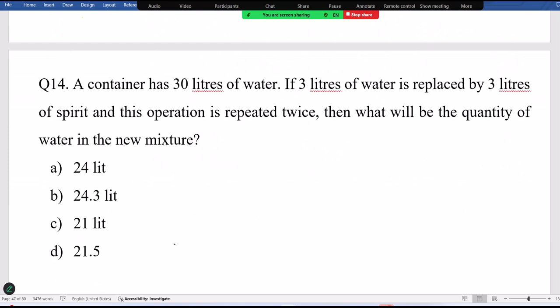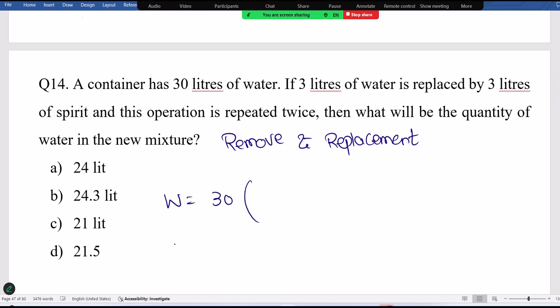And I believe you people know the remove and replacement concept. So water is initially 30 liters. You remove 3 liters out of 30. You remove 3 liters of water out of 30. Again, one more time, the operation is repeated twice.